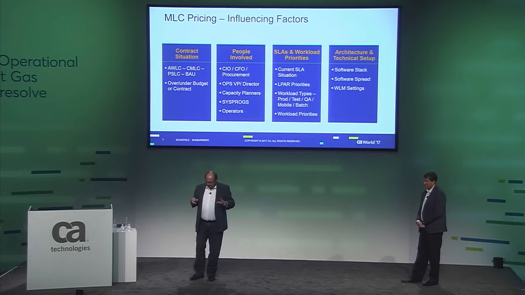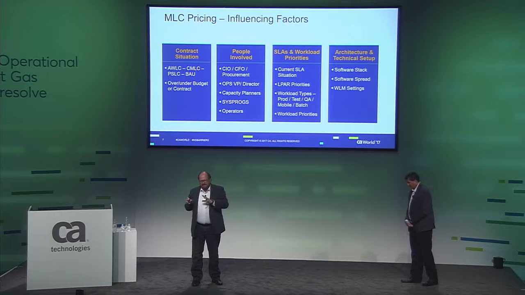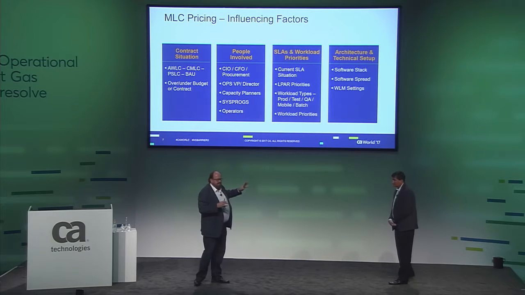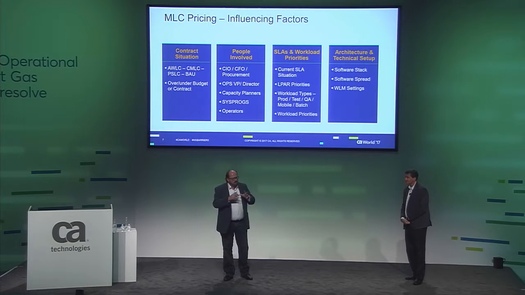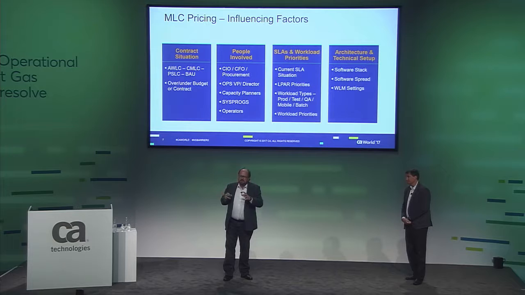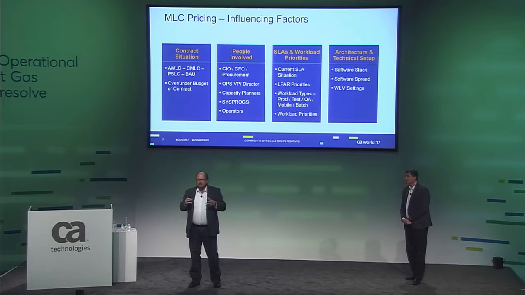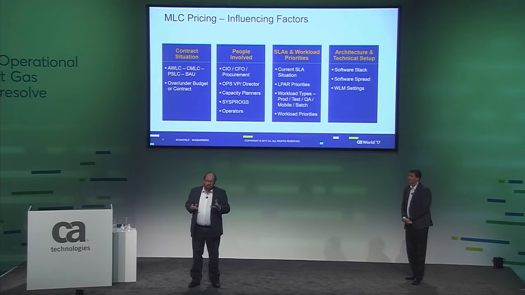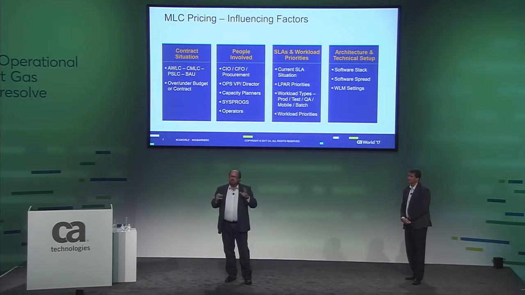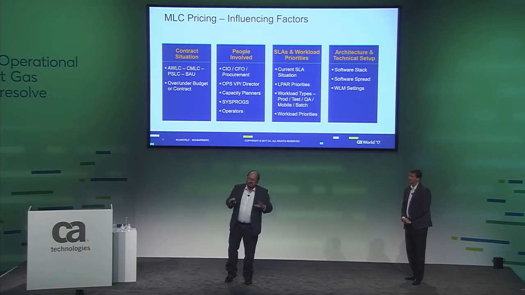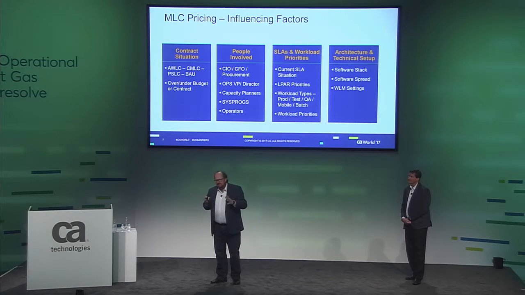However, there are so many influencing factors here. And I've probably missed several ones. But first of all, the first question is, what is your customer or your contract situation? Are you actually running AWLC, so Advanced Workload License Charge? Do you have a country multiplex license charge contract with IBM? Are you still running under parallel sysplex license charge? Which, by the way, if you do, seriously consider getting away from that.